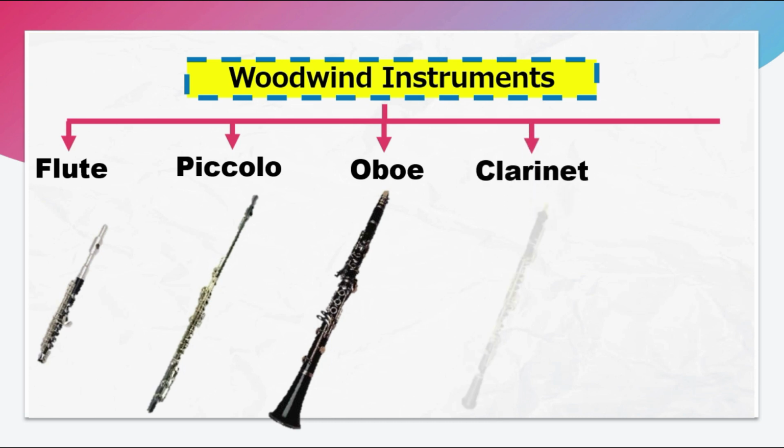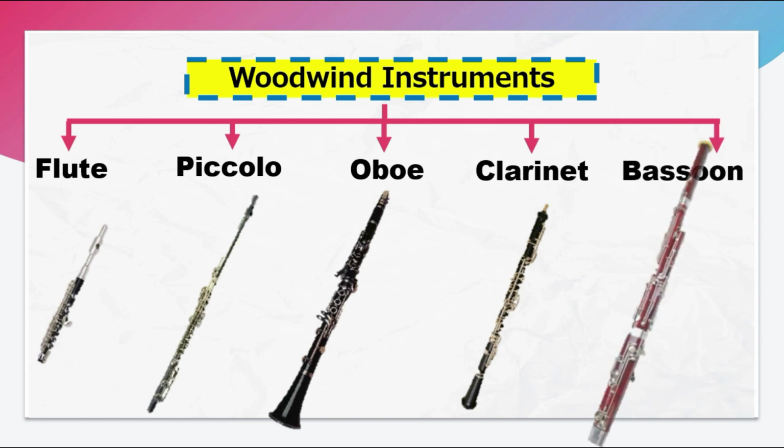Next, we have what we call the clarinet. The clarinet uses a single reed and comes in different sizes. It plays both melodies and harmonies. The low sound it produces is dark and rich, while the upper range of the clarinet makes a bright and resonant sound. For the last one, we have what we call the bassoon.